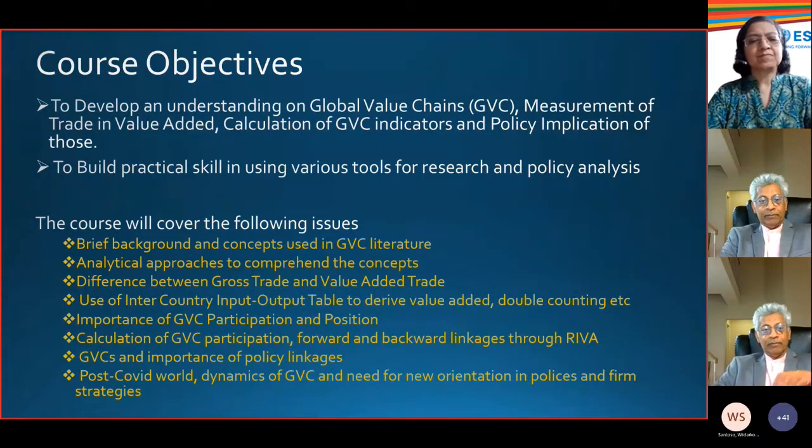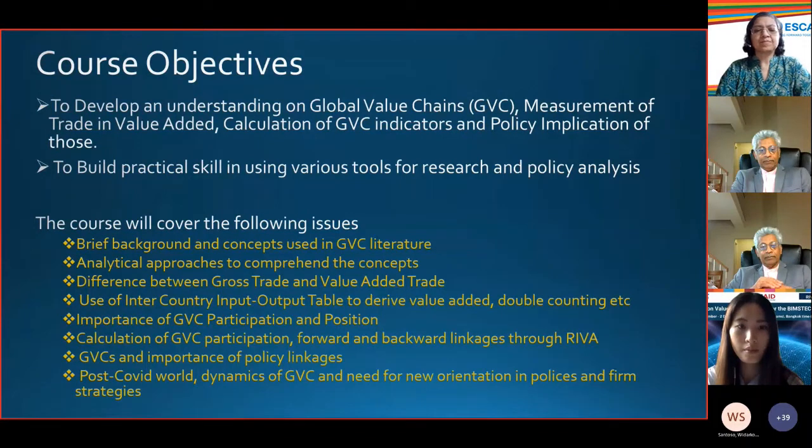And the value-added trade actually can help us to take out this double counting or overestimation. And to do that, we need to understand a bit of input-output tables and metrics, which we will be focusing on in the second module. And then we'll go into some indices like GVC participation, GVC position, forward, backward linkage.